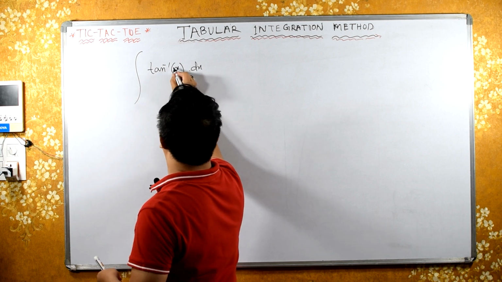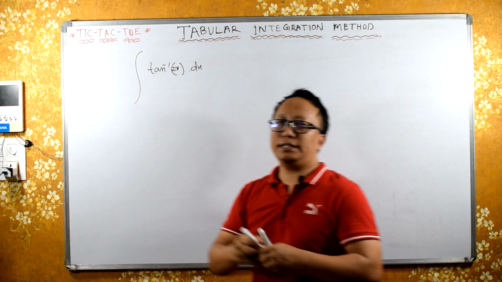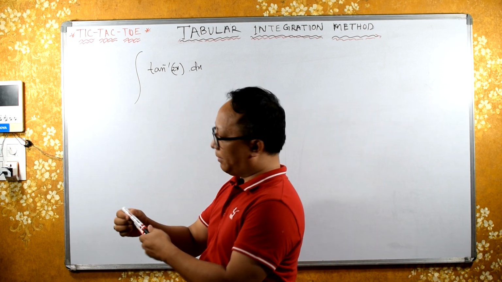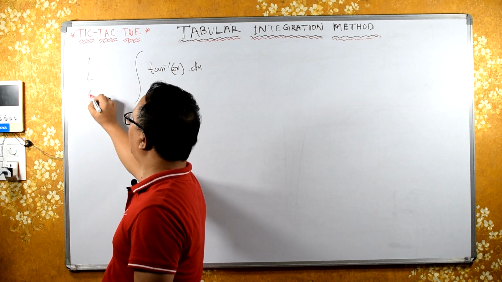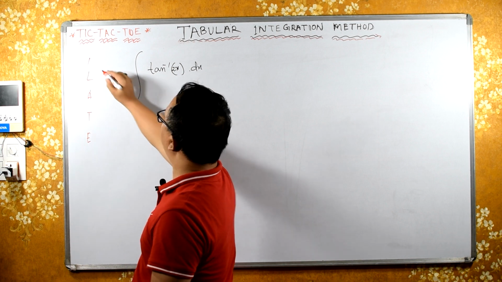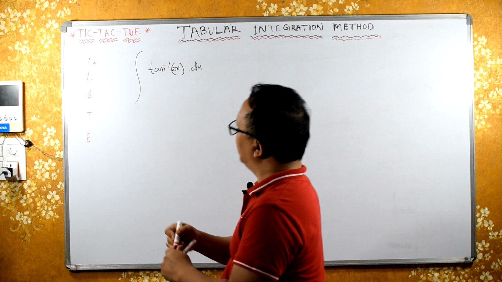inverse 2x. Okay, tan inverse 2x. Now this type of integrals, what we used to normally apply is integration by parts. With integration by parts we have ILATE. Here this is what? An inverse trigonometric function. Here we have this inverse trigonometric function.